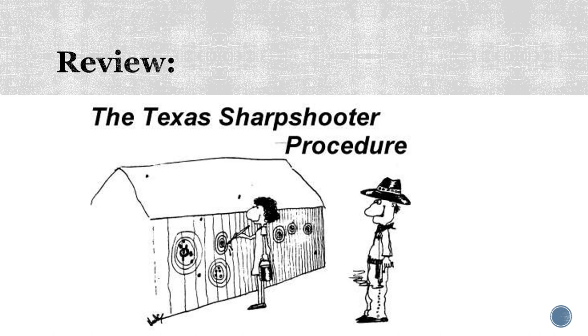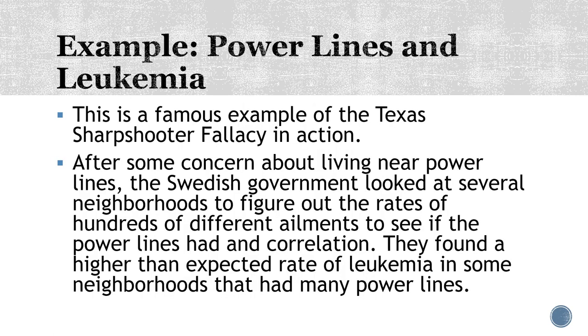And that's a kind of analogy for one way to misinterpret data, or to read causality where there is none. An example of that in action, and again this is a common belief even today: people often believe that living near or under power lines has something to do with leukemia or other kinds of cancers. But in general, that's the result of the Texas sharpshooter fallacy.